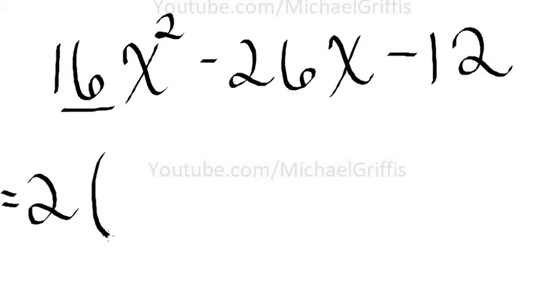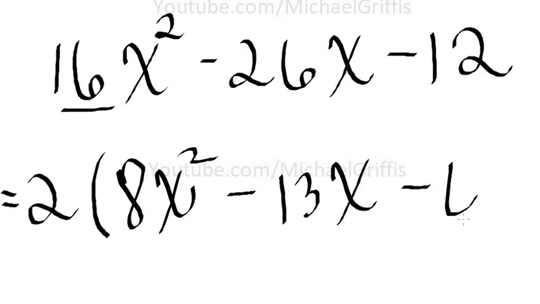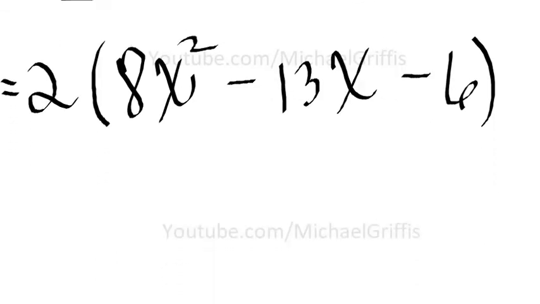That's going to leave us with 8x squared minus 13x, and then minus 6. It's a little better. Not by much.